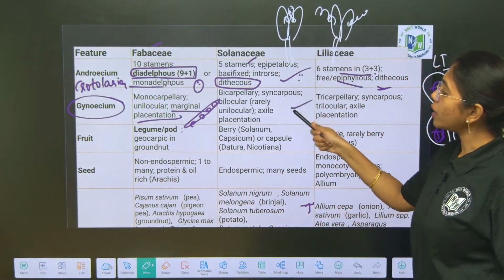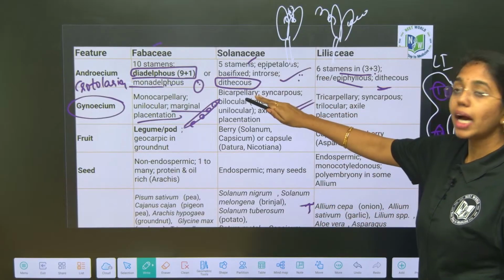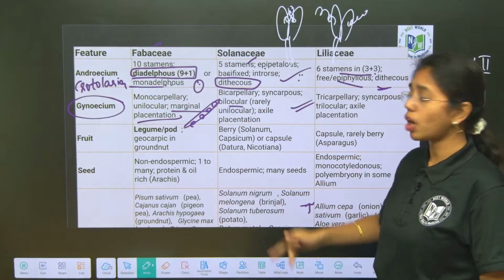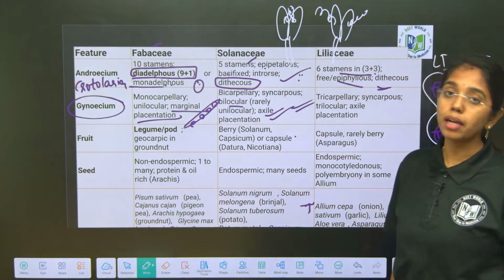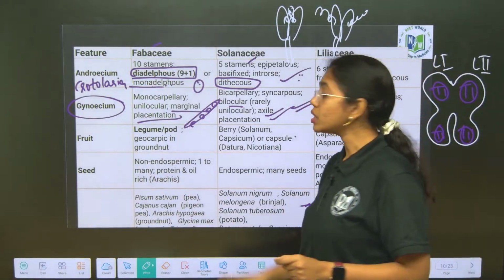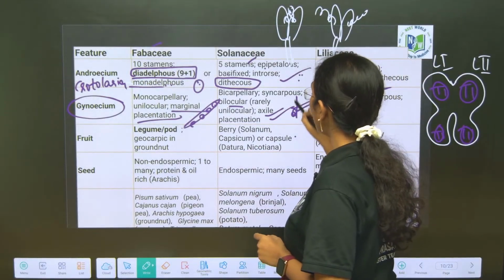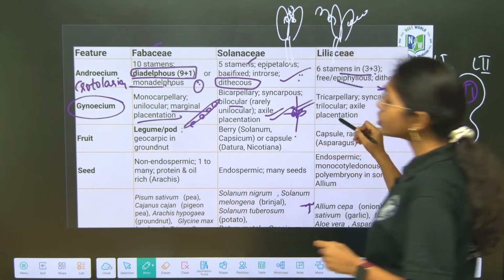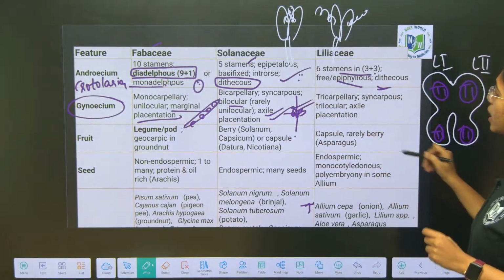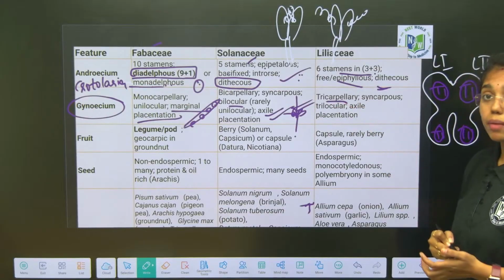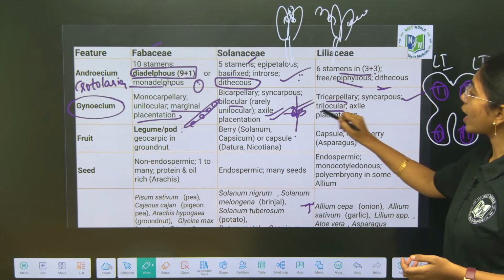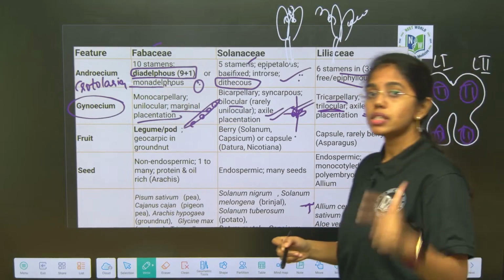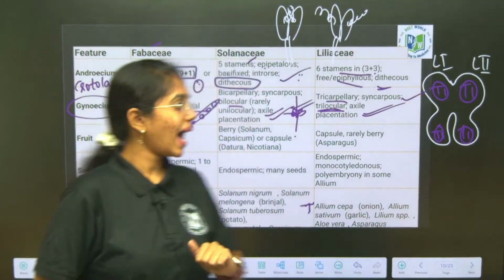And here in Solanaceae members, it is bicarpellary, syncarpous, bilocular, rarely unilocular, and this shows axile placentation, where ovules are arranged at the center forming what? Locules or chambers, like this. Next it is Liliaceae members. In Liliaceae members you can see tricarpellary, syncarpous, trilocular ovary with axile placentation.